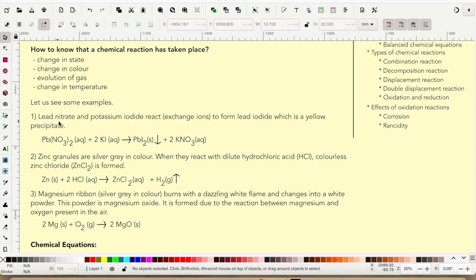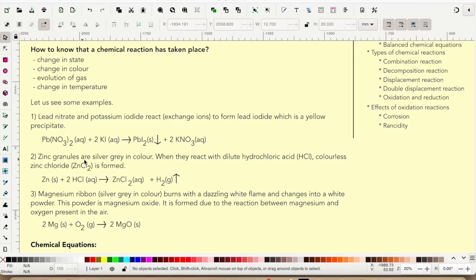Lead nitrate is a colorless crystal or white powder. Its aqueous solution is clear and colorless. Potassium iodide is a white powder. Its aqueous solution is clear and colorless. Lead nitrate and potassium iodide react to form lead iodide, which is a yellow precipitate. In this chemical reaction, you see change in state as well as change in color.